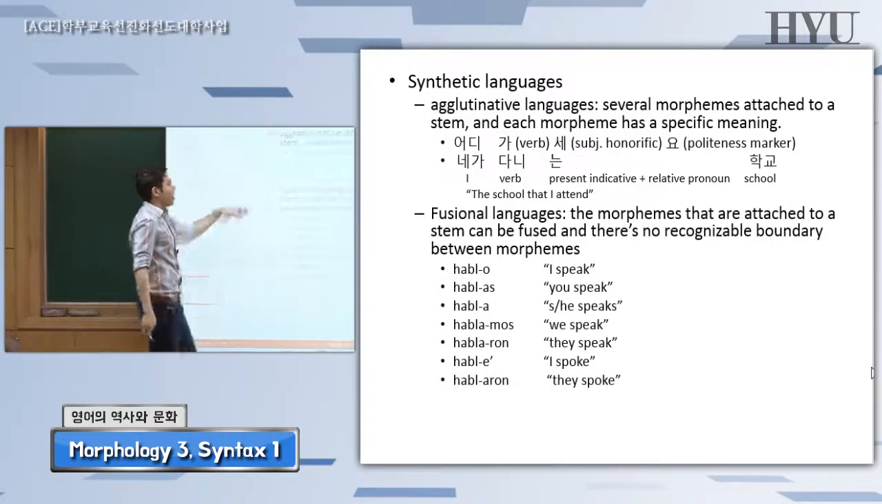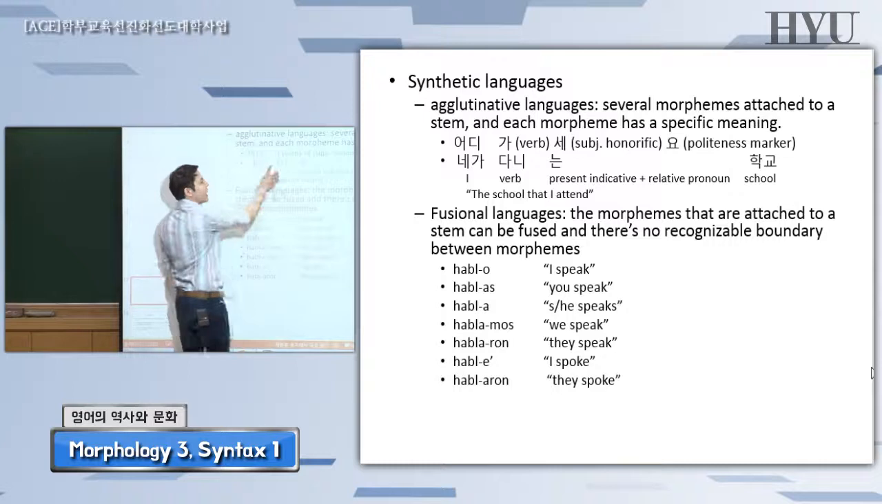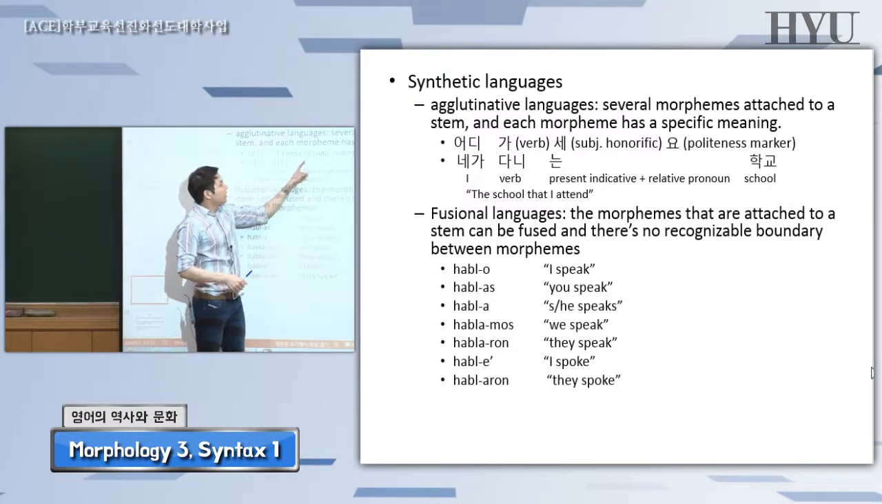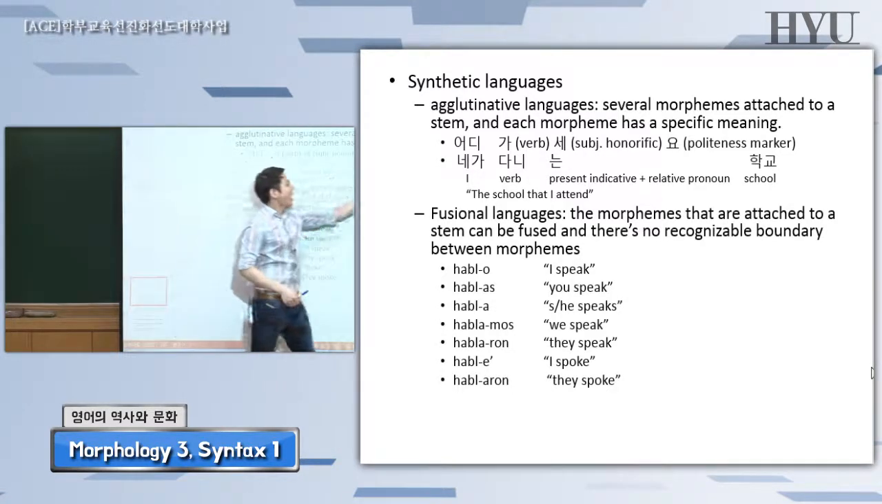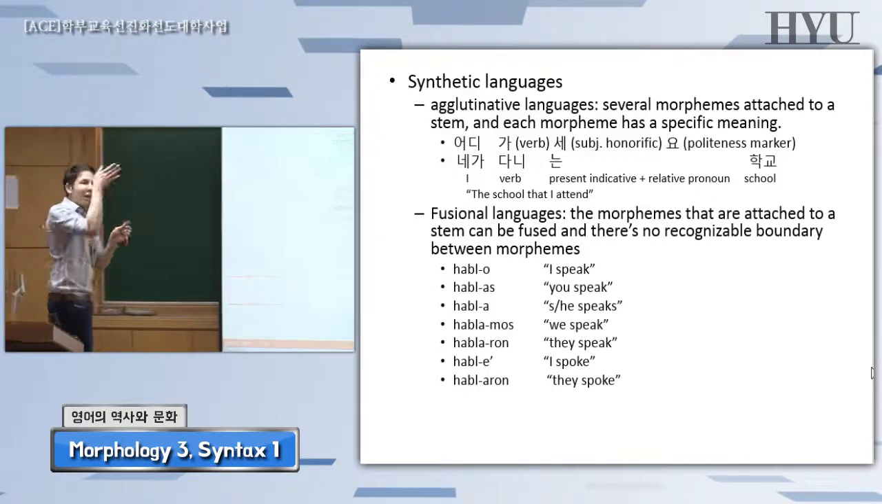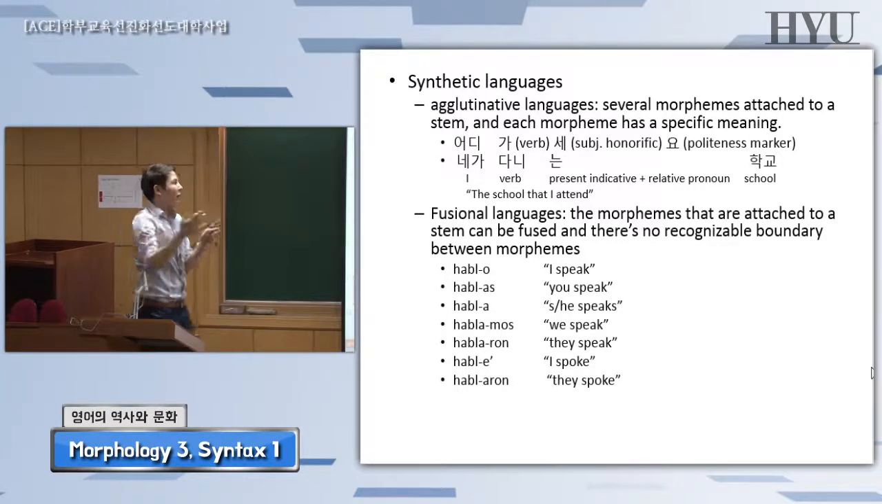Pretty concretely. 원내가 다니는 학교. This is I, and then tani is a verb. Nun is like a present tense plus relative pronoun. The school that I go to, the school that I attend. You attach this to the verb, and you modify 학교 like that. So you can pretty much draw the boundary between morphemes when you glue them together. That's what we call agglutinative languages.